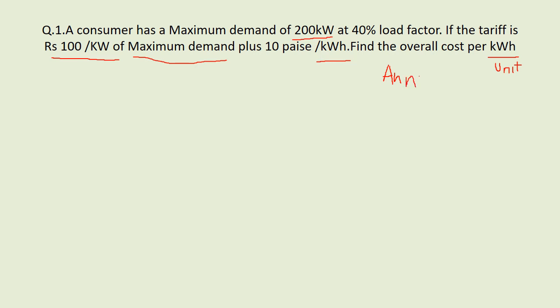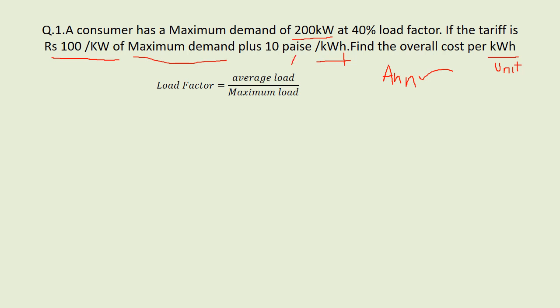Annual calculation means you have to take the kilowatt hours annually. Annually you have 365 days and each day has 24 hours. So we will look at how we can calculate. First is the load factor. We know that the load factor is the ratio of average load and maximum load. So first we need to find out the average load.